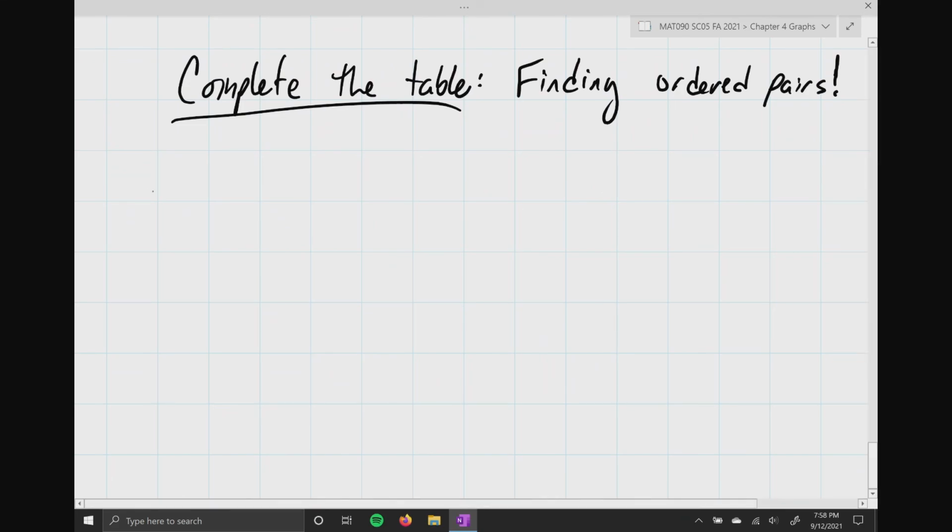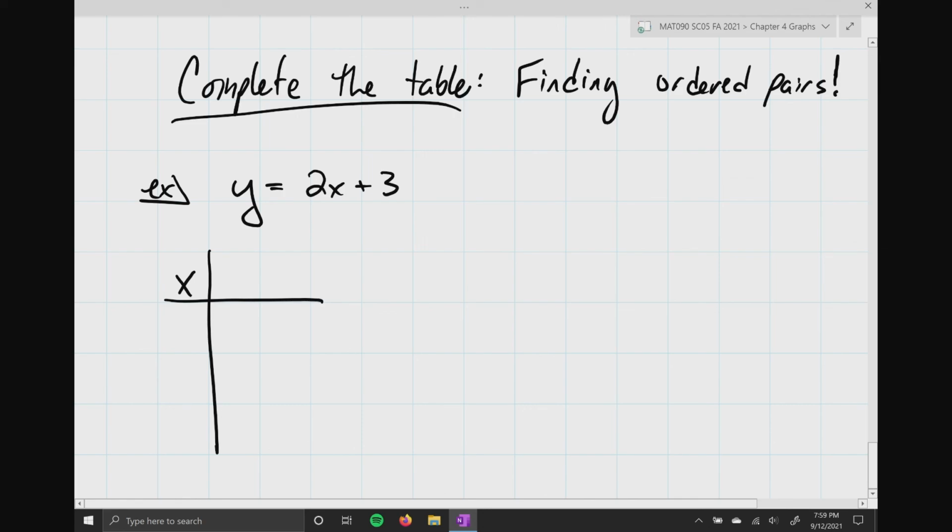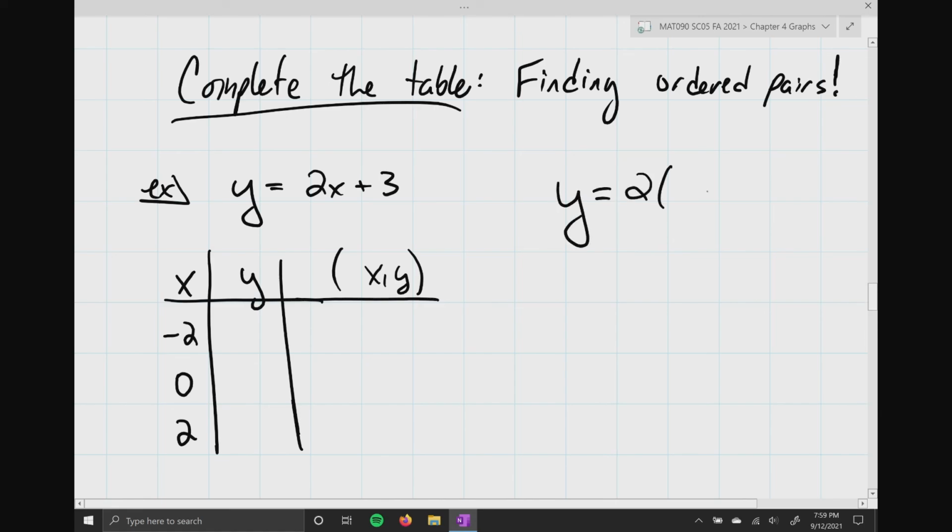So, for example, y equals 2x plus 3. If I ask you to complete a table, chances are I'm going to give you some x values, okay? So let's do -2, 0, and +2. I'm just making these x values up. I literally just made them up. What I want you to do is tell me what y equals, and then I'd like you to label the ordered pair. So for this first example, what I'm going to do is rewrite the problem.